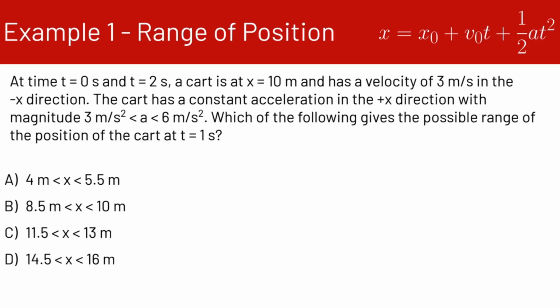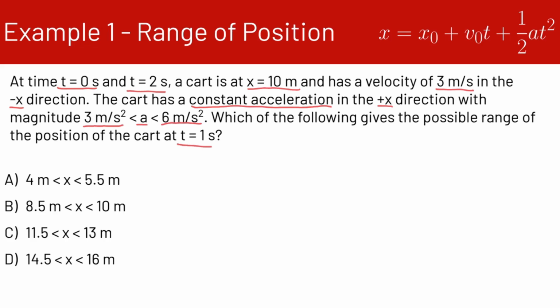Alright, so let's look at our first example problem. This is a range of position problem, and this is from AP. We have time equals 0 seconds and time equals 2 seconds. A cart is at x equals 10 meters and has a velocity of 3 meters per second in the minus x direction. The cart has a constant acceleration, so we can use kinematics equations here, in the positive x direction with a magnitude of 3 meters per second squared is less than a, which is less than 6 meters per second squared. So we have a range of accelerations. Which of the following gives the possible range of the position of the cart at t equals 1 second?